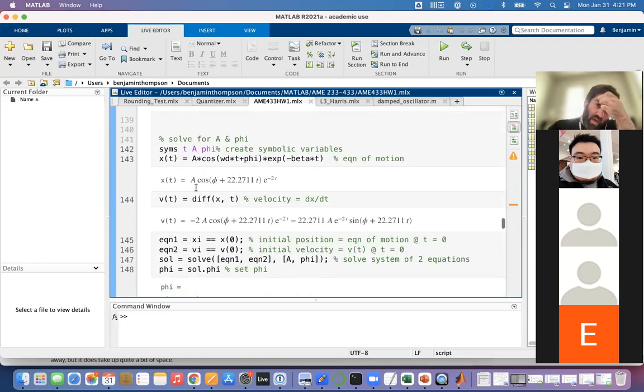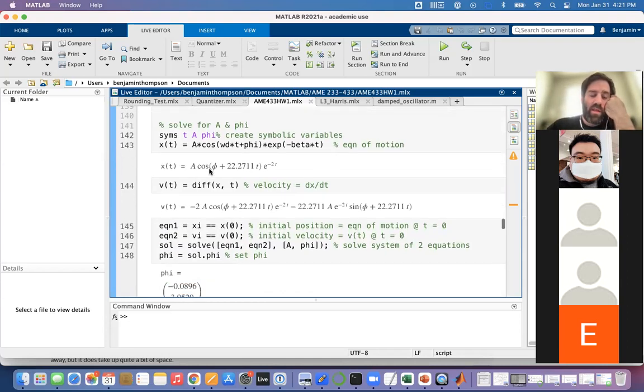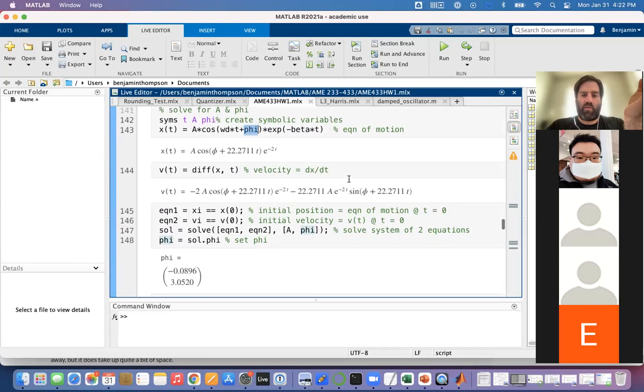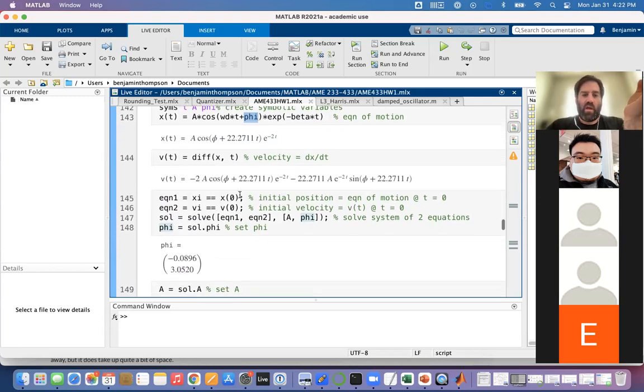That's something else. Now I'm going to solve for A and phi, and this is what solving looks like, or this is one way to approach it in MATLAB. I'm going to set up my equation of motion. I'm going to plug in my values here for beta and omega d, because I know those, I calculated those. So those are in there. I'm going to take the first derivative of that, and we're going to have my equation for velocity here.